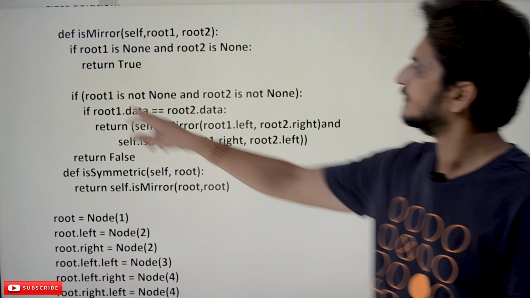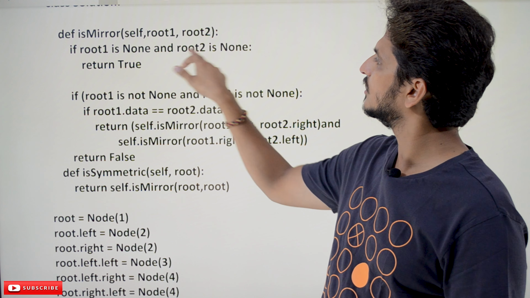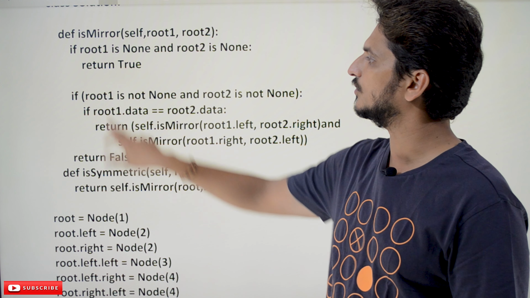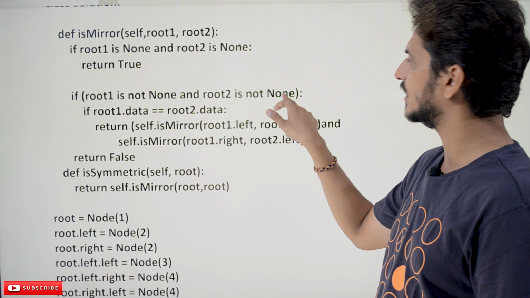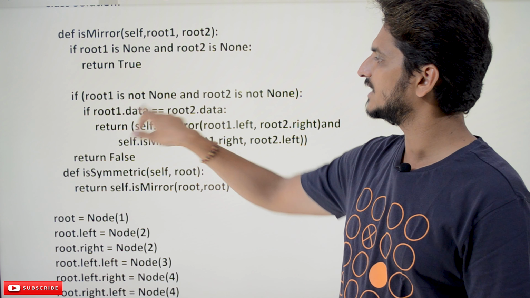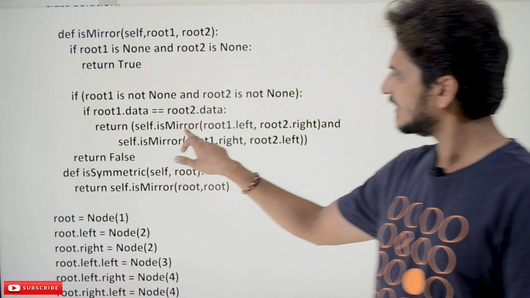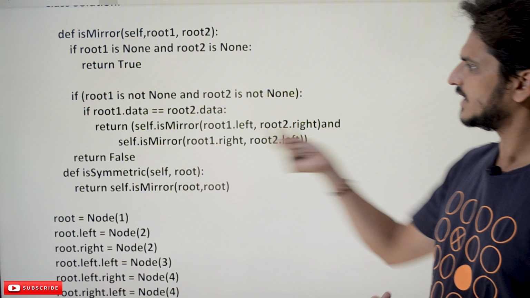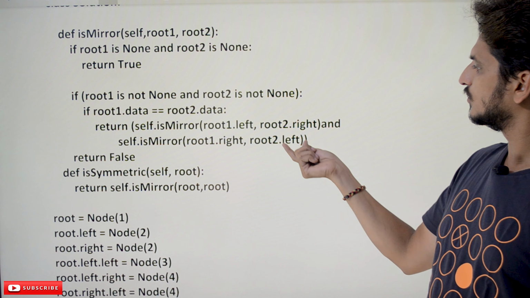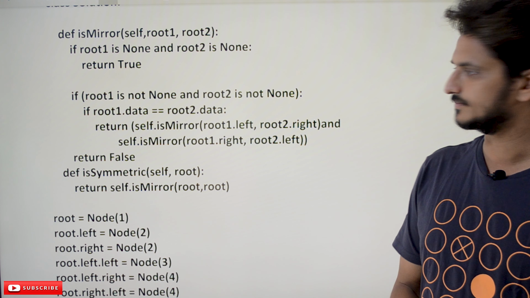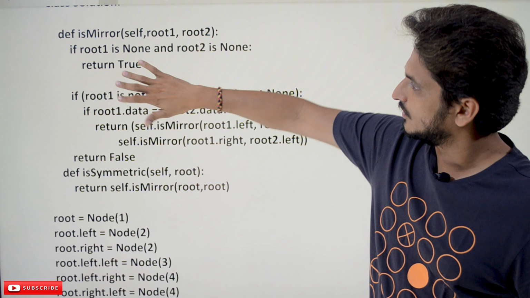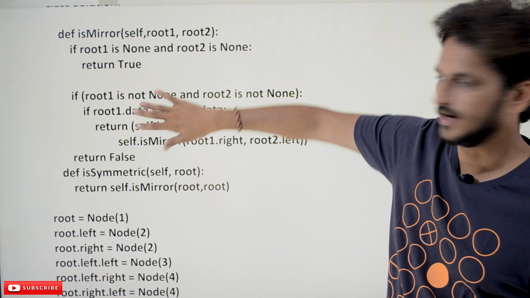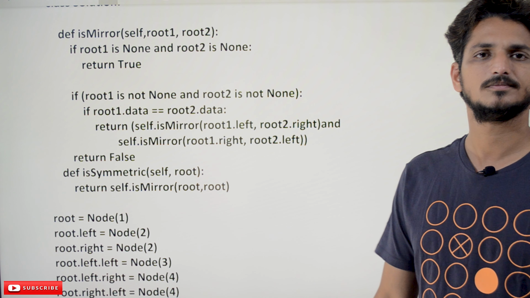See here, if root 1 is none and root 2 is none, both are none, return true. If root 1 is not none and root 2 is not none, we have to check whether the data is equal or not. Then return f of root 1.left and root 2.right. This is one function, and root 1.right and root 2.left, this is another function. If these two conditions are not satisfied, you have to return false.